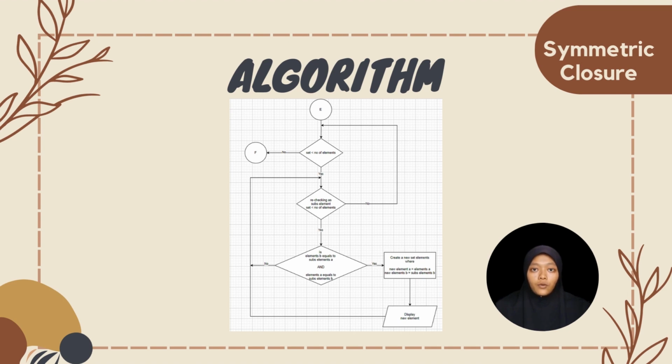If it is yes, then we will be creating a new set element where the new element A is assigned with the element A, along with assigning new element B with sub-element B. Finally, we will display the new element which we have just created. After that, we will be repeating in a loop until it finishes processing the entire set of elements.